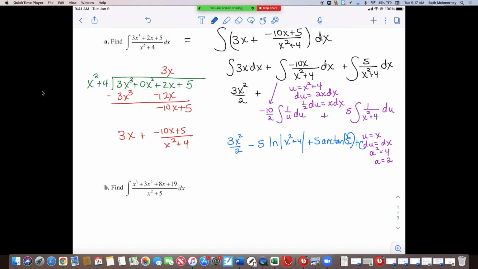All right, in letter B, the degree of the numerator is higher than the degree of the denominator, so that indicates polynomial long division to rewrite. So go ahead and start this one. Try and rewrite it and see how far you can get before I start working it out.